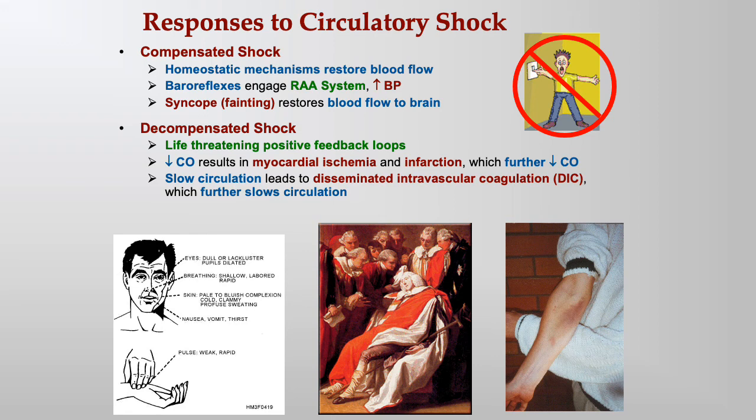Slow circulation leads to disseminated intravascular coagulation, DIC. That's where blood starts to pool in your extremities, for example, and you end up forming spurious blood clots. That slows circulation, so you're not getting enough blood to your tissues. And brainstem ischemia, so not enough blood to the brainstem, loss of vasomotor tone, and therefore cardiac output goes down even further, leads to further ischemia. These are positive feedback loops, and they're potentially fatal.